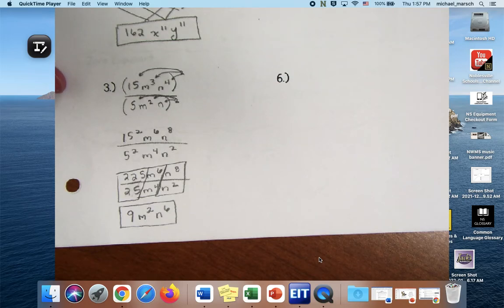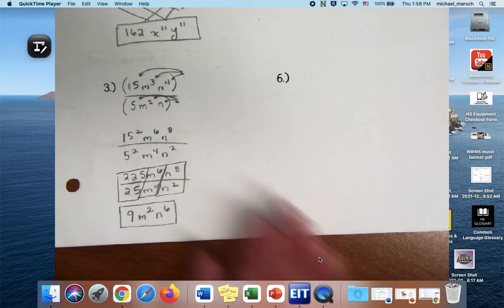Addie: So I know this isn't right, but why wouldn't you just subtract the 2 exponent from 15 and 5? Because they don't have the same base. Because when it was 15 to the second power and 5 to the second, why wouldn't you just subtract 2 and 2? Yeah, because they don't have the same base.